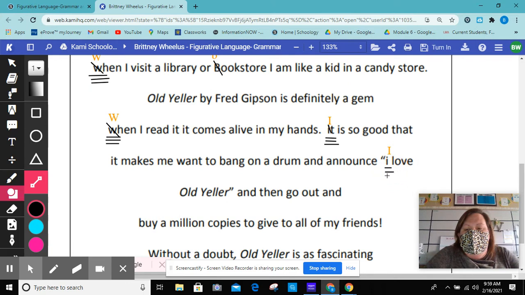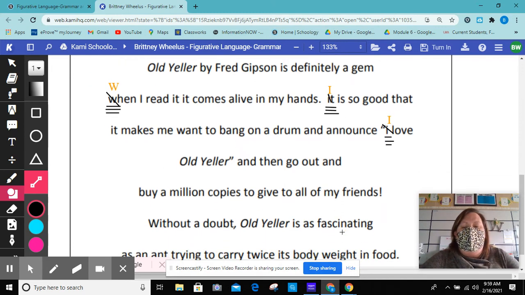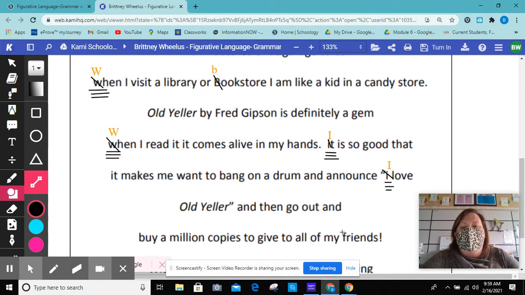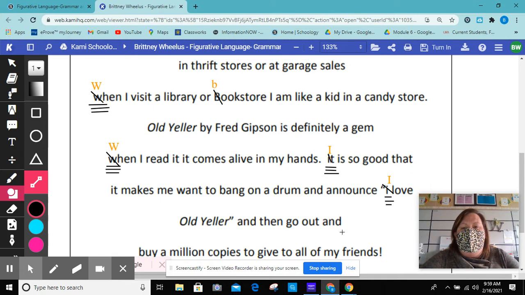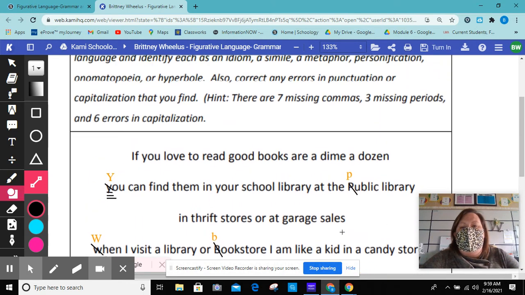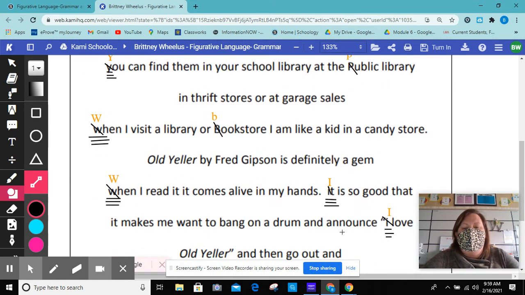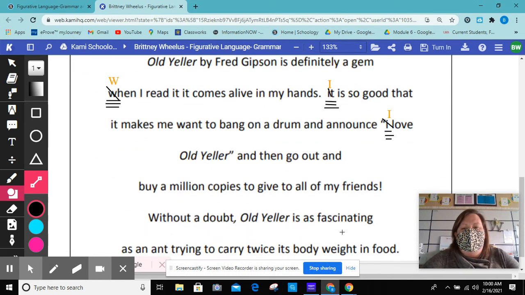What grade can I drop out? All right, Old Yeller, and then go out and buy 1 million copies to give to all my friends. Without a doubt, Old Yeller is as fascinating as an ant trying to carry twice its body weight in food. All right, so far we have 1, 2, 3, 4, 5, 6, 7 errors in capitalization. Okay, we found 7, and it says that there were only 6, but there's no doubt what we fixed needed fixing.